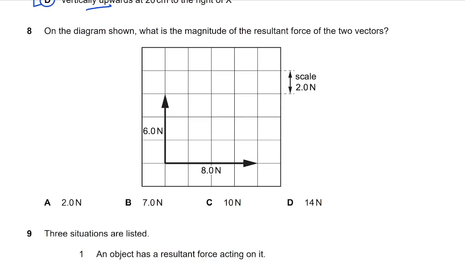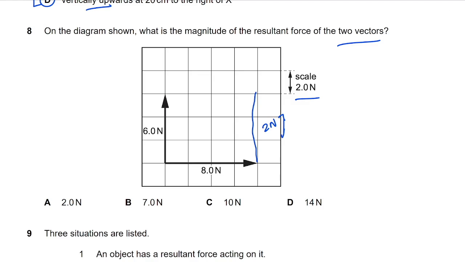Okay, number 8, it says on the diagram, what is the magnitude of the resultant force of the two vectors? So we have two vectors here, and it's given us a scale which is 2 newtons. So this distance here is 2 newtons, right? The distance from, for example, here to here would be 2 newtons, isn't it? So 2 newtons, 2 newtons, 2 newtons, that would be 6 newtons, then 8 newtons, something like that, right?